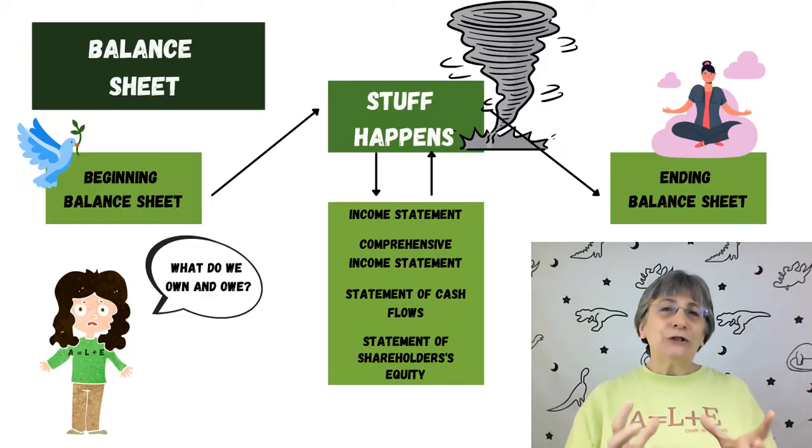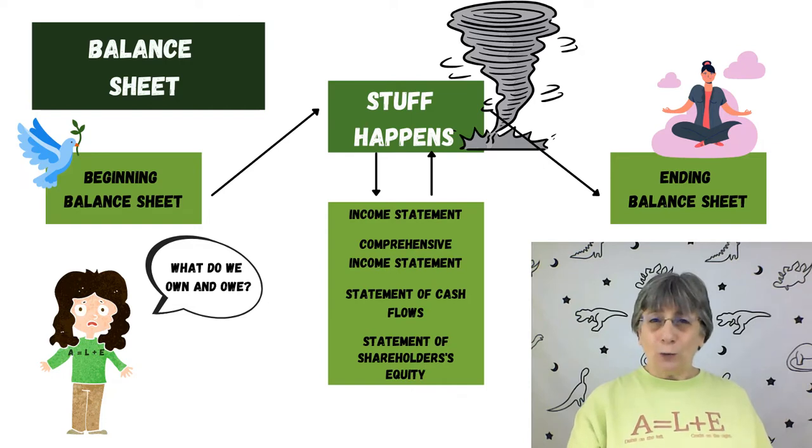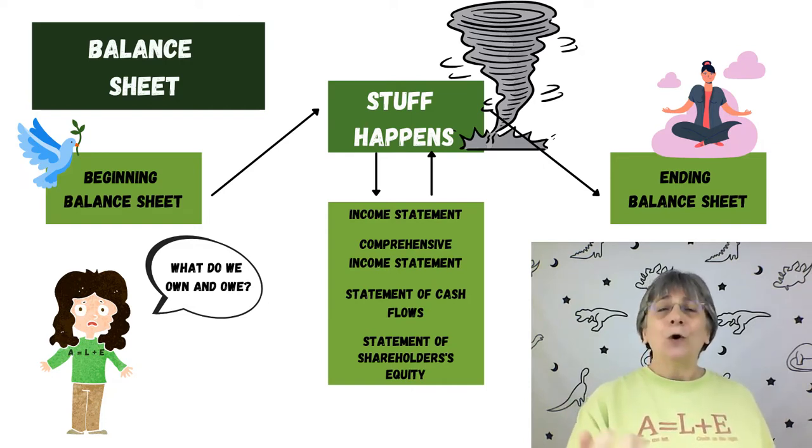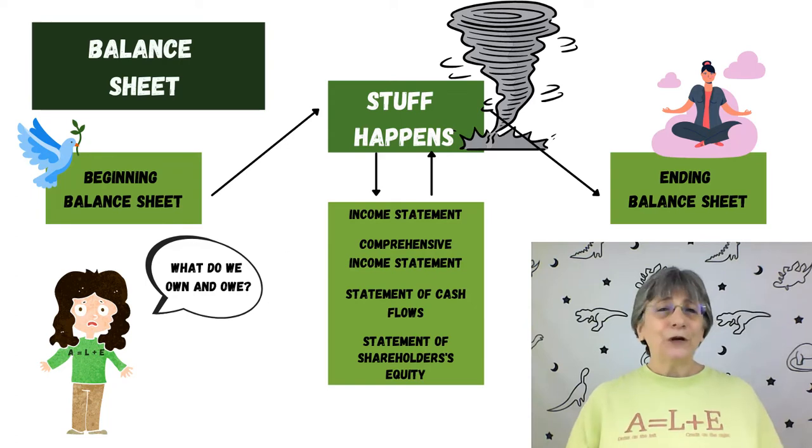So the balance sheet shows us what we own and what we owe. And we either owe to a third party like a bank or a vendor, or we owe to the owners. And the balance sheet shows us exactly what we always talk about with the accounting equation, assets equal liabilities plus equity.